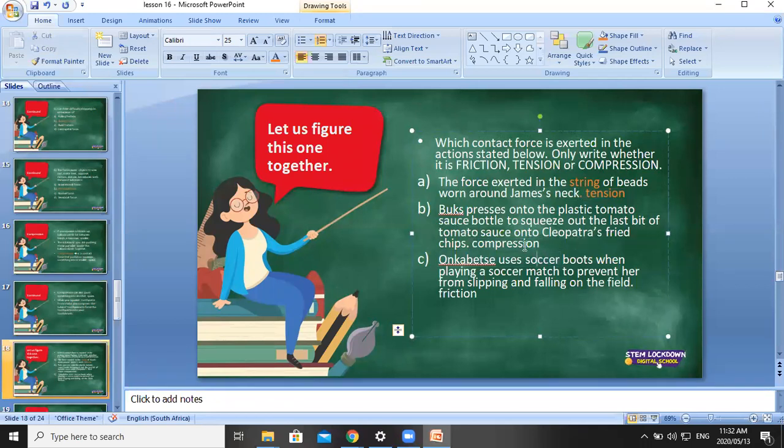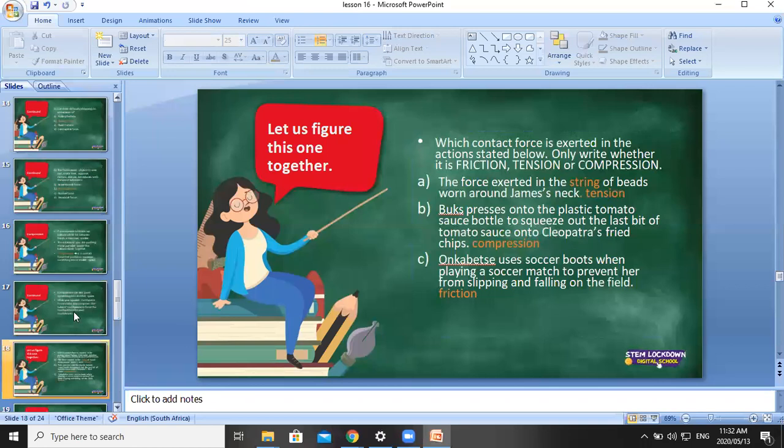Compression, you compress, tension, friction, you understand everything here. We are happy, everybody is happy. So you understand here, no questions. Let us move forward, grade nines.